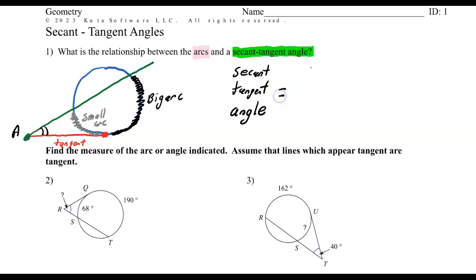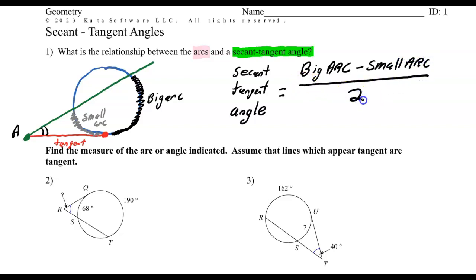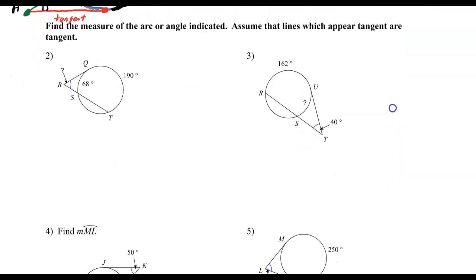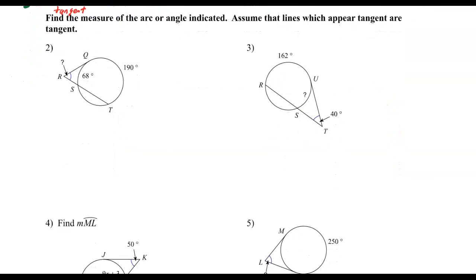So it's the same relationship, the big arc minus the small arc, and we're going to divide by 2. And the reason it's the same relationship is the vertex is outside the circle, as in the previous example in secant angles. So let's take a look at problem number 2.